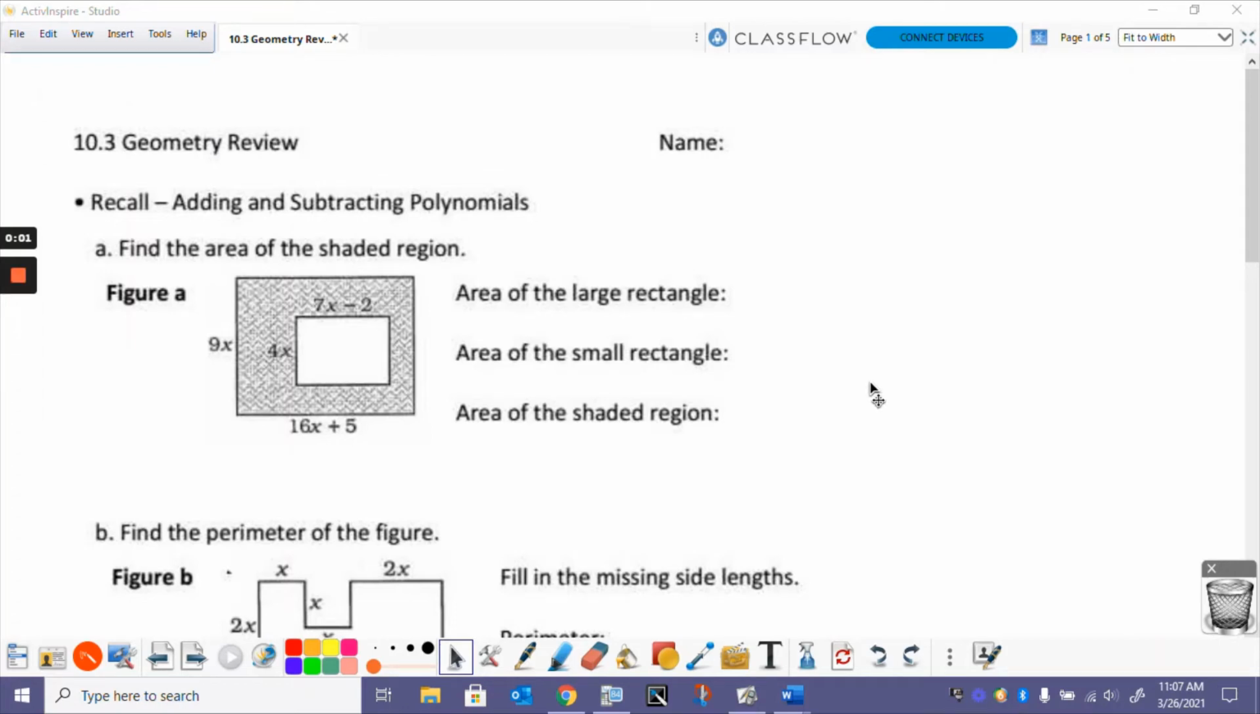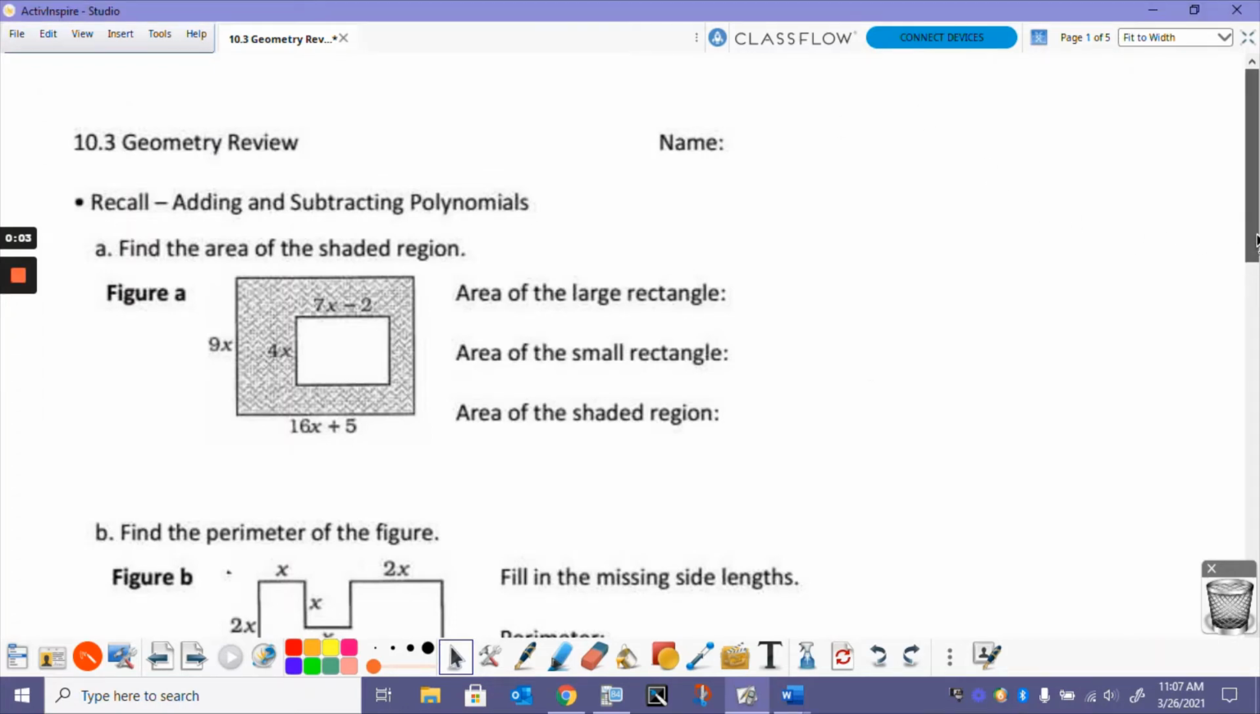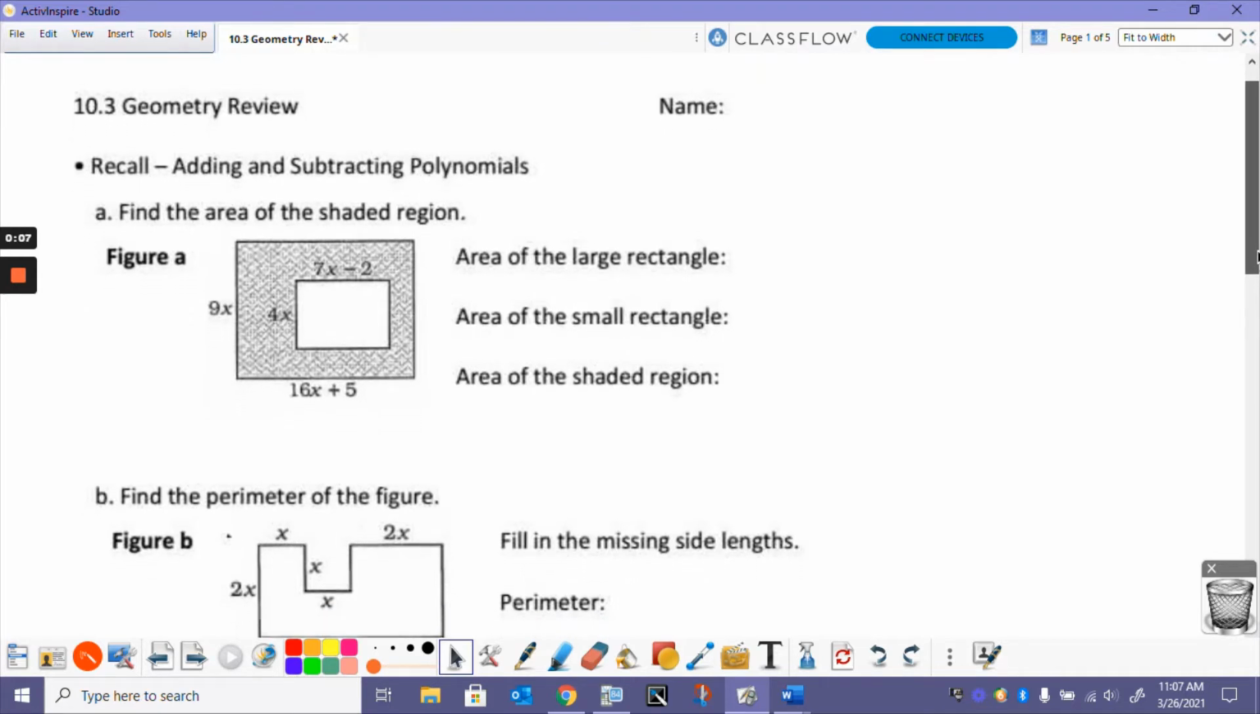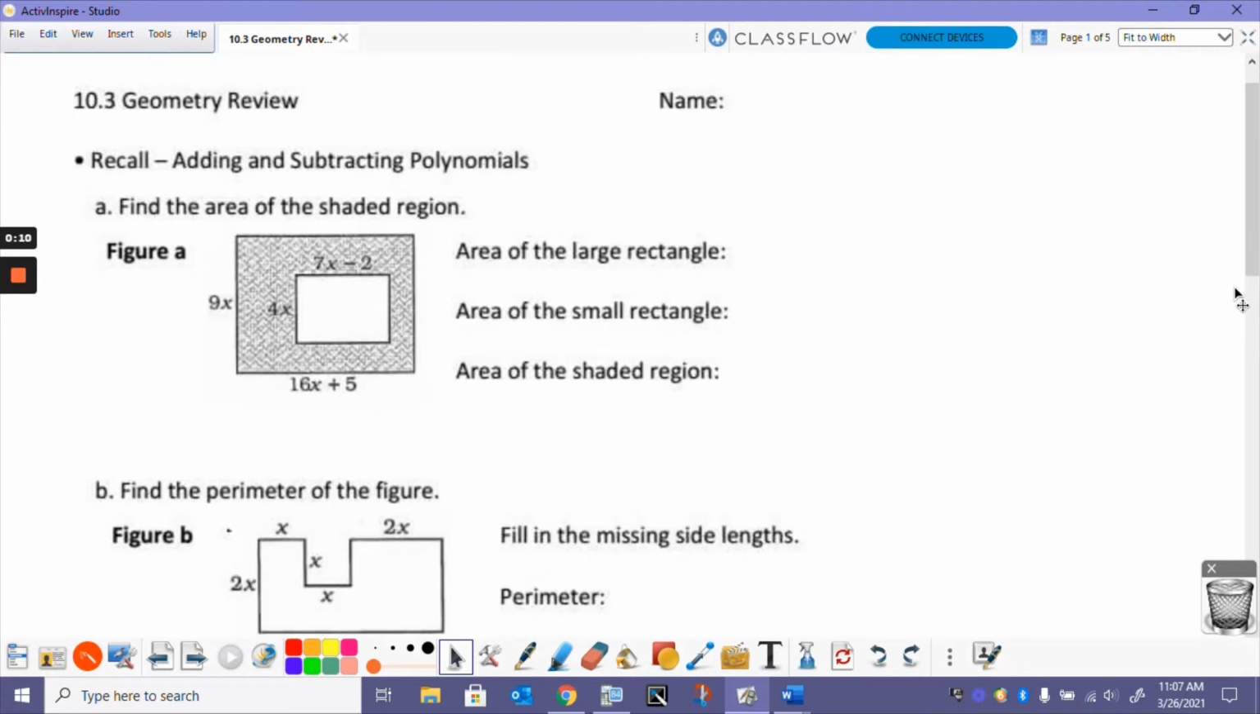All right, welcome back everybody. We are on 10.3 and this is going to be a chapter covering geometry review. So some of this you may know, some is going to be a review, some of it might be new to you. But anyways, let's go ahead and get started.